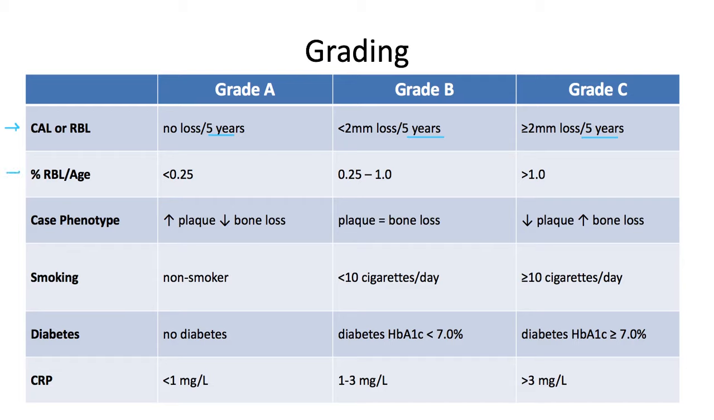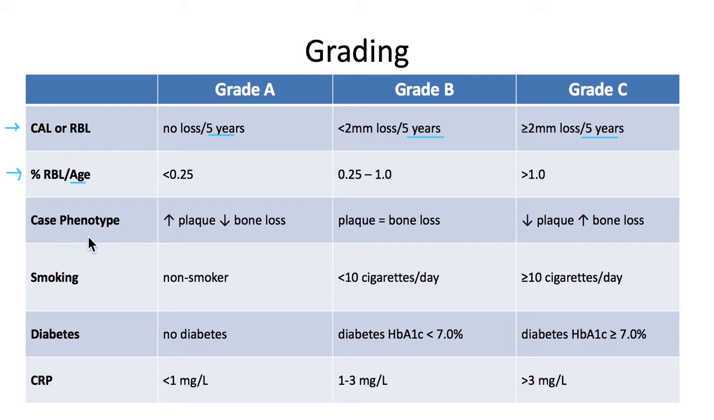Secondarily, we can look at percent of radiographic bone loss compared to age. So this would be like if you had a 50% bone loss for a 50-year-old patient. That would be a ratio of 50 to 50, which would be 1. And a ratio of 1 would put you in grade B. Now, if you had 50% bone loss for a 25-year-old, that would be a ratio of 2 and put you at grade C.